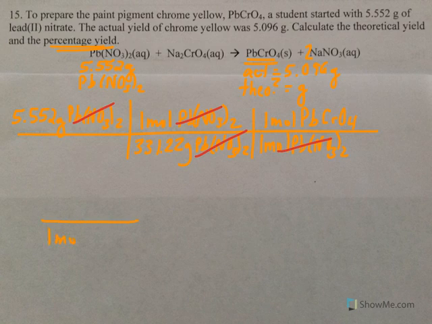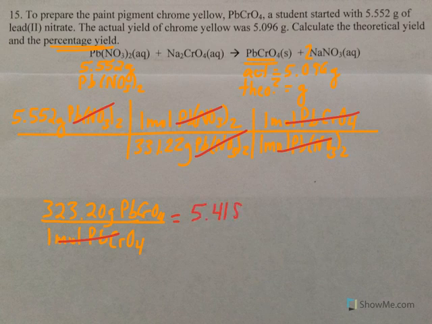So 1 mole of lead(II) chromate has a mass of 323.20 grams. Then the moles cancel. So we work this out to be 5.418 grams of our pigment yellow here. All right, so that's our theoretical yield.